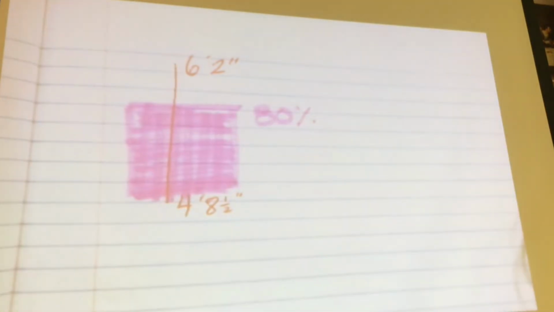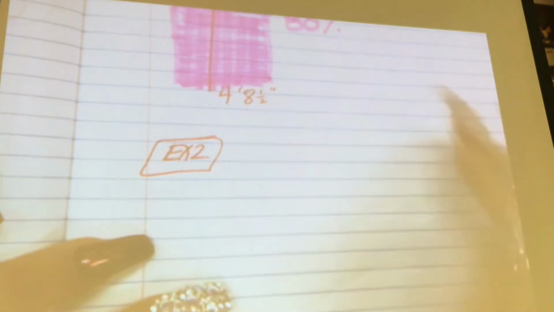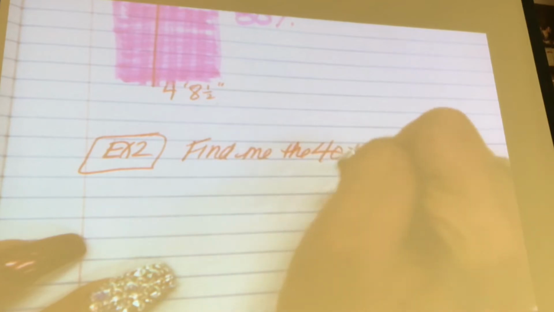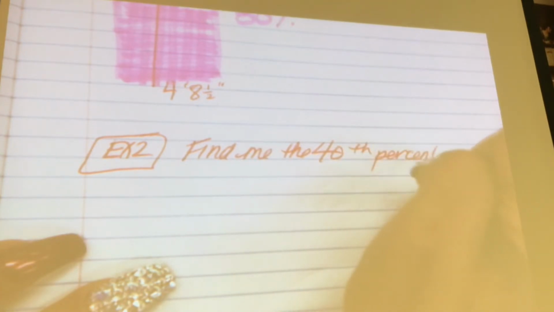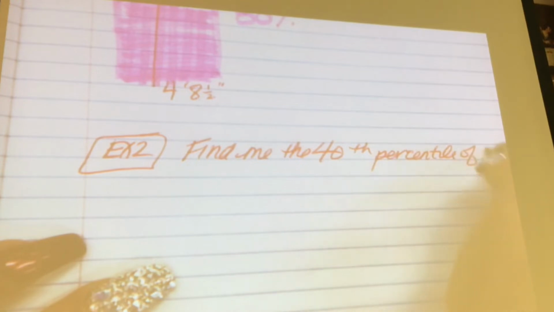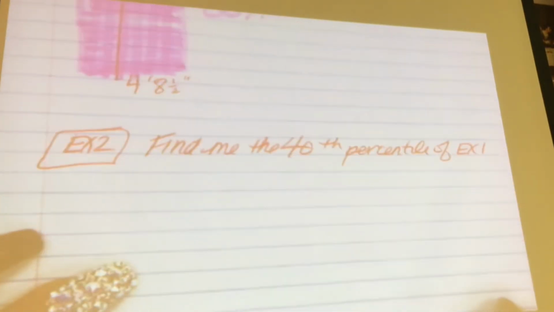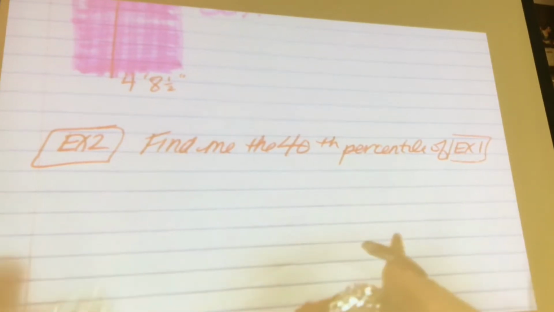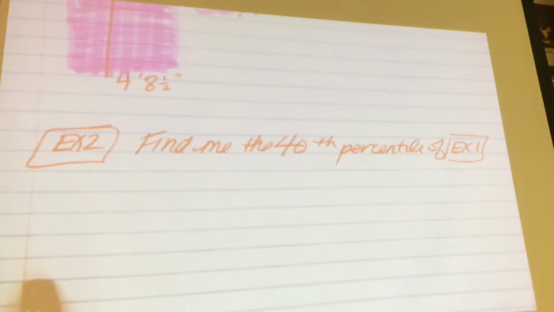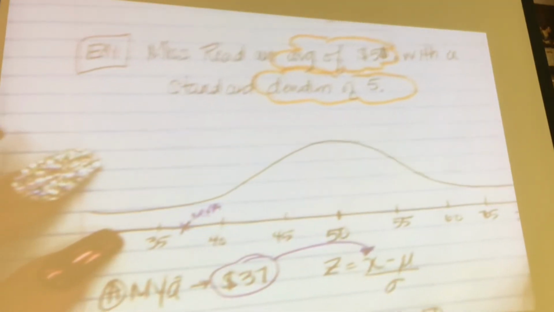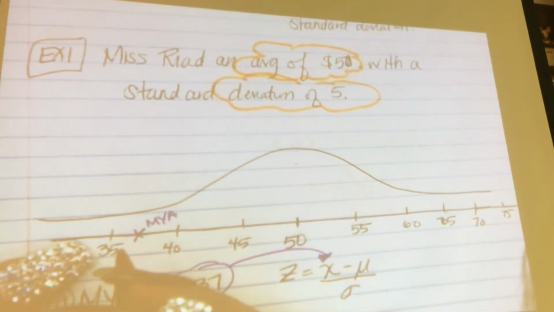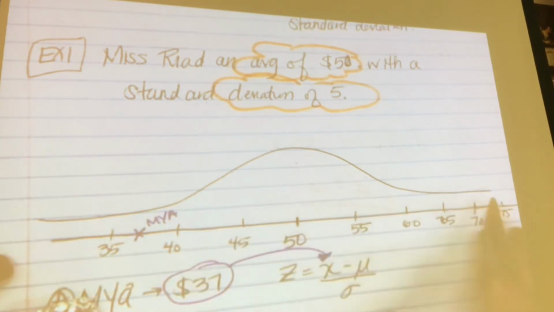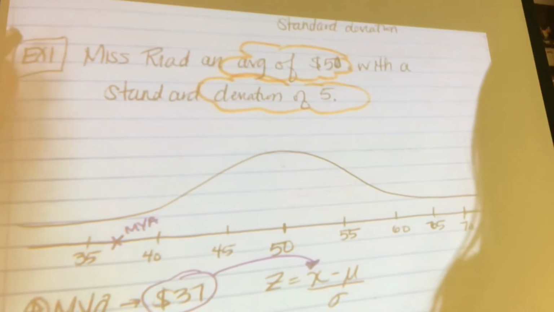Okay? So now, what does this mean? Let's say I asked you, for example 2, if I asked you to find me the 40th percentile of example 1. So if we go back to example 1, this is Miss Riad giving an average of $50 per person. Where would 40% be here? By the way, how much is the whole thing again?